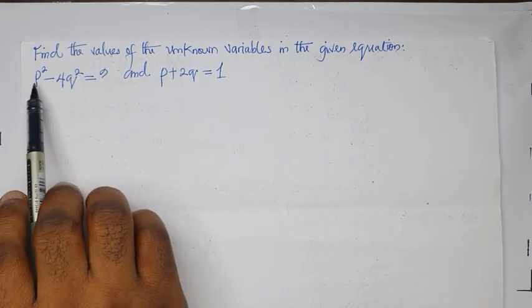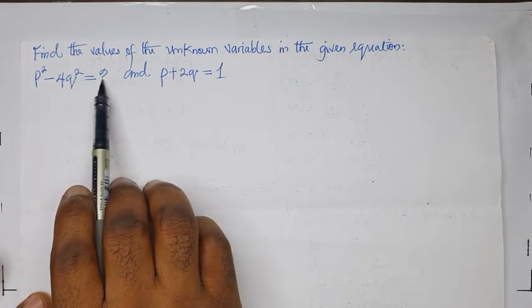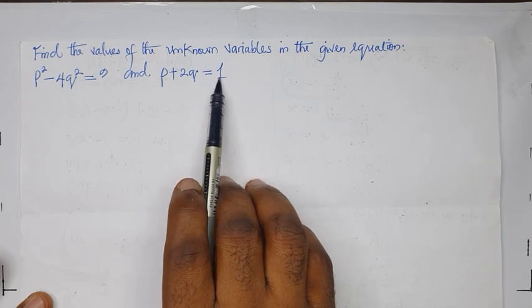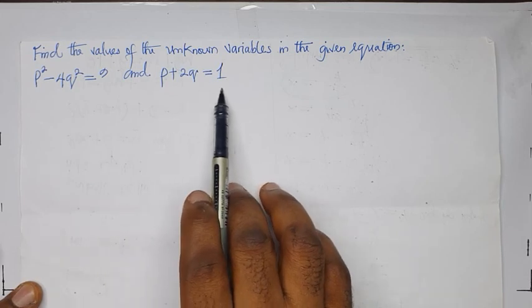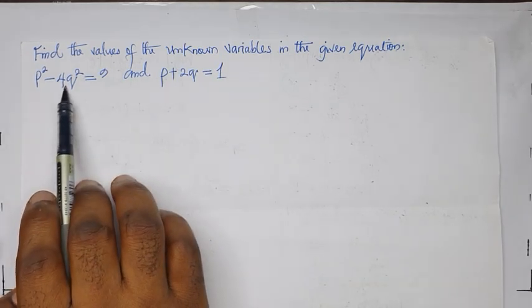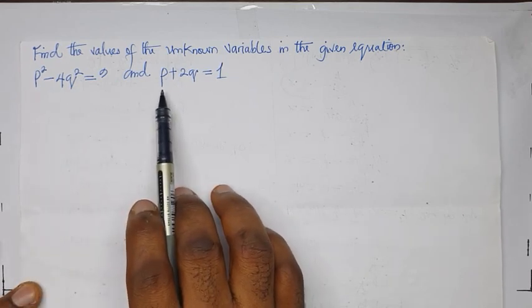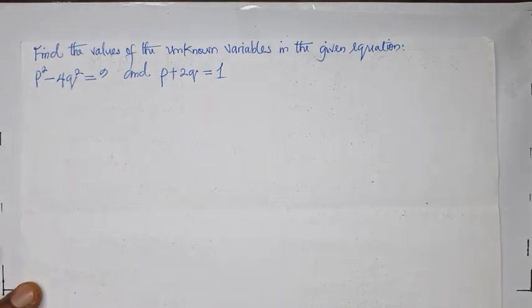The first one is p squared minus 4q squared is equal to 9. And the second one is p plus 2q is equal to 1. Notice that the second equation we have here is a linear equation, but the first one is not linear. It is a quadratic problem. This is the kind of problem called simultaneous equation involving one linear and one quadratic.